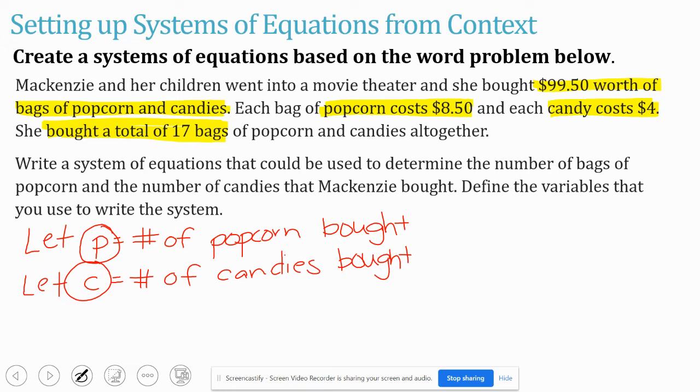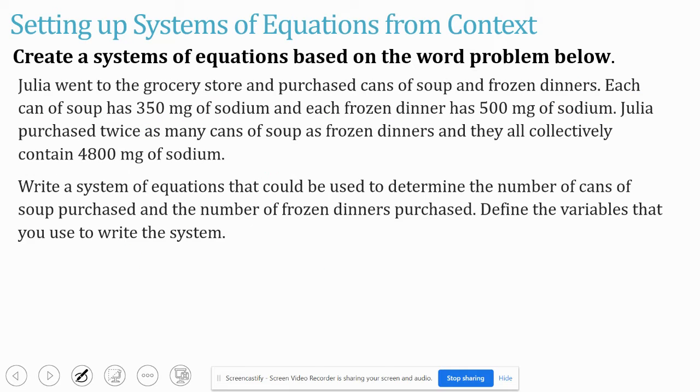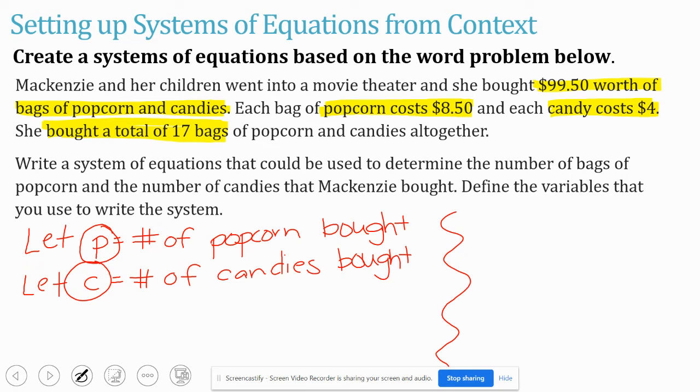Okay, and here we're talking about two different things. We're talking about the amount of money that everything costs and then the total amount of things altogether that she bought. So I'm going to create, I like to call it a money equation, where all of our money values are going to go into one equation. So we have the number of popcorn, and we know popcorn costs $8.50. So it's going to be $8.50 times however many bags of popcorn that she bought, and we don't know that. So we have $8.50 times the amount of popcorn, which is represented by P.